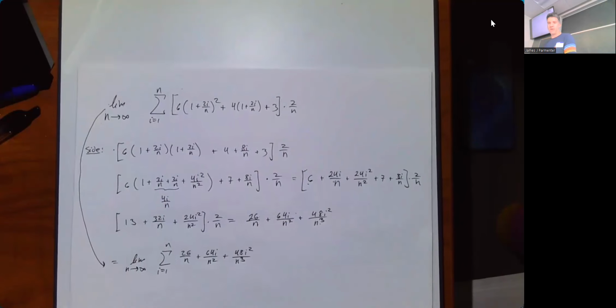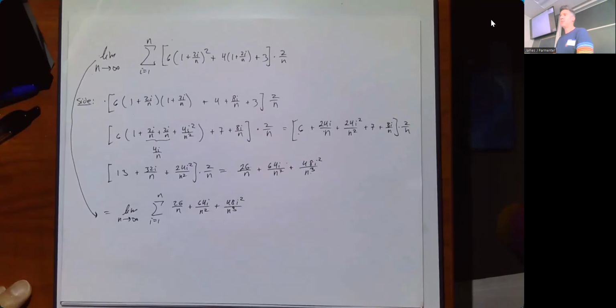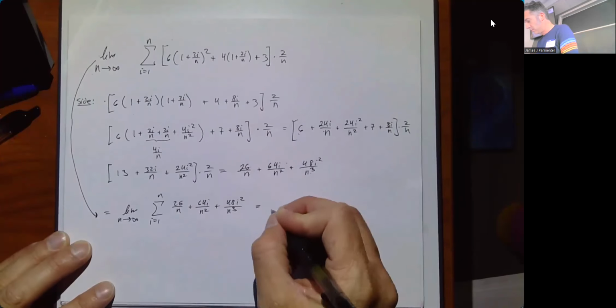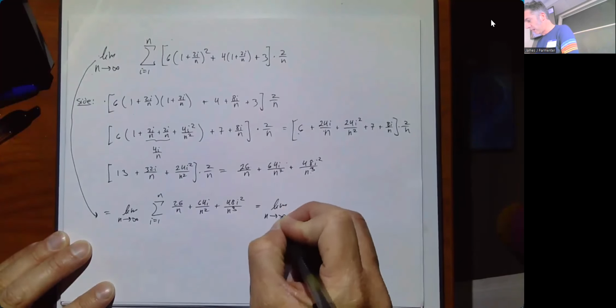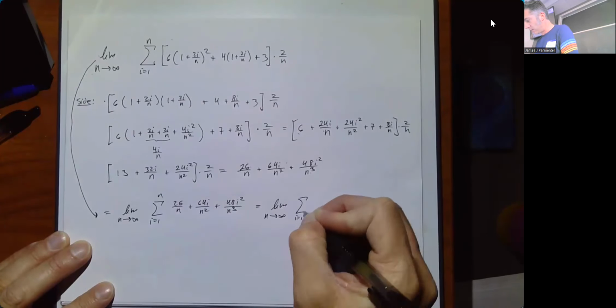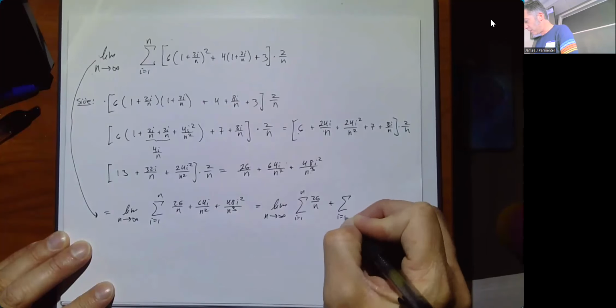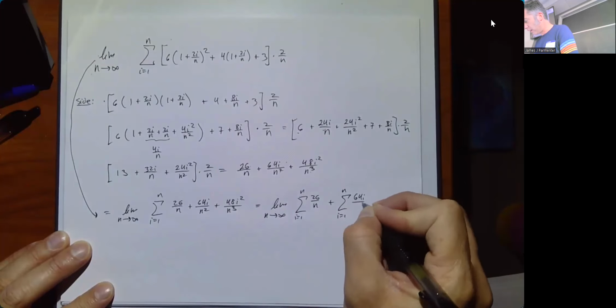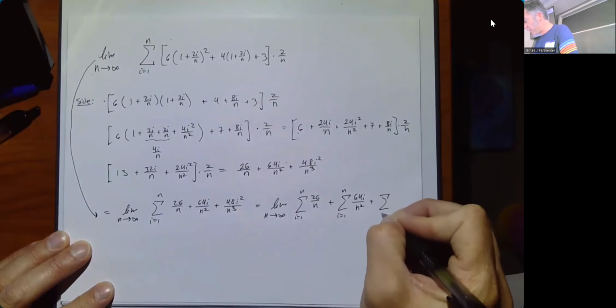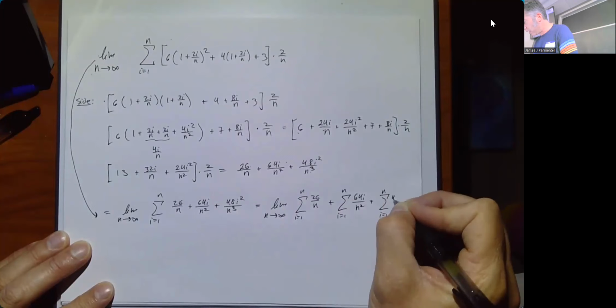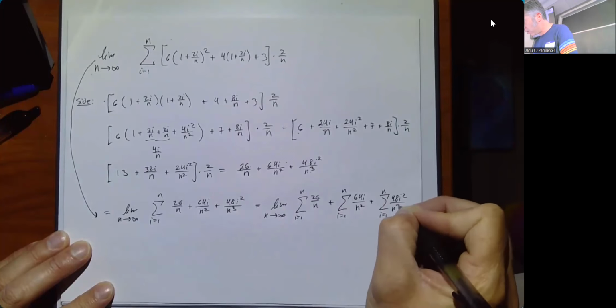And then I think we can do two things at once. We can break this up into 3 summations and also pull any constant multiples out in front. I'll do it in 2 steps. So limit as n goes to infinity of the sum from i equals 1 to n of 26 over n plus the sum from i equals 1 to n of 64i over n squared plus the sum from i equals 1 to n of 48i squared over n cubed.